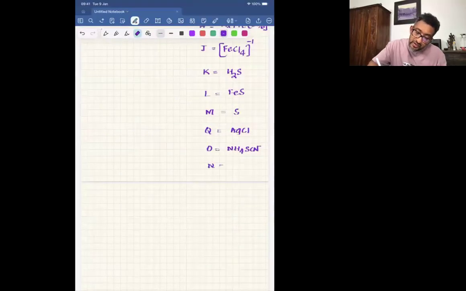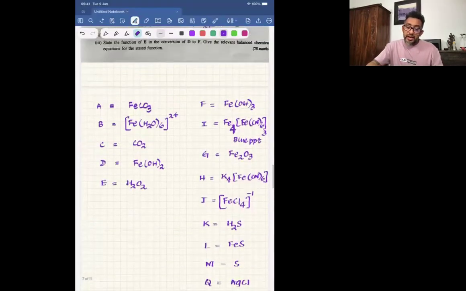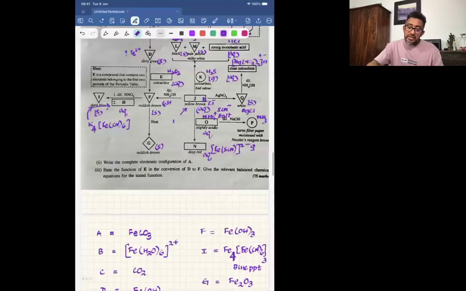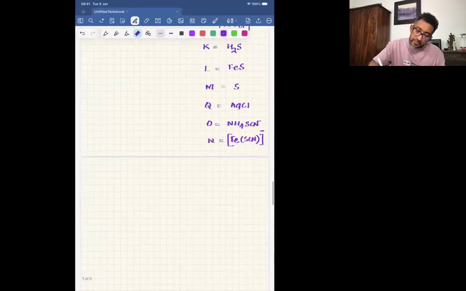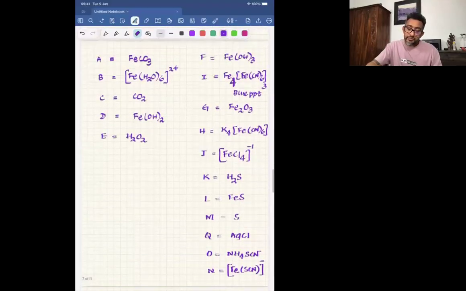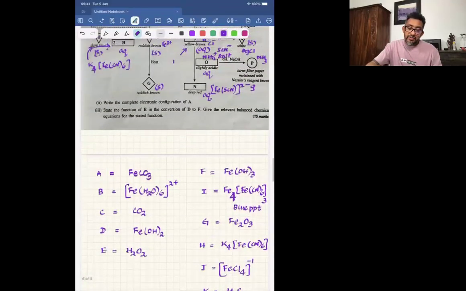Ammonium thiocyanide. Deep red color is N. N is FeSCN minus. Deep red color comes with that. Slightly acidic, dilute sodium hydroxide, P gives you ammonia. P is ammonia. What are the other things that we have missed?